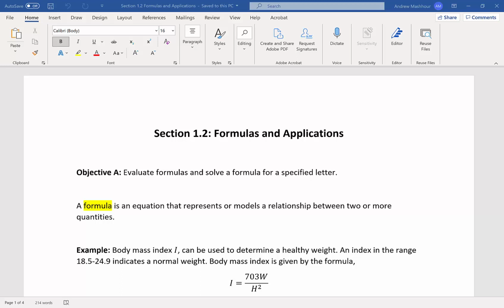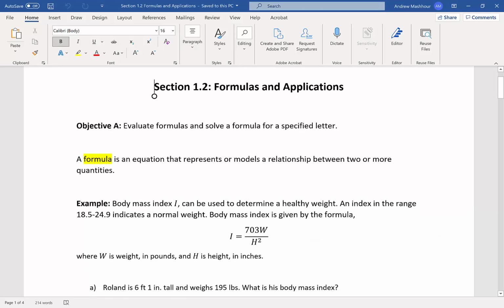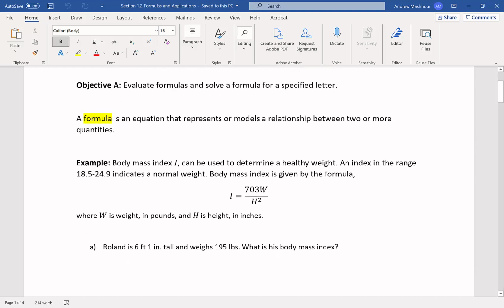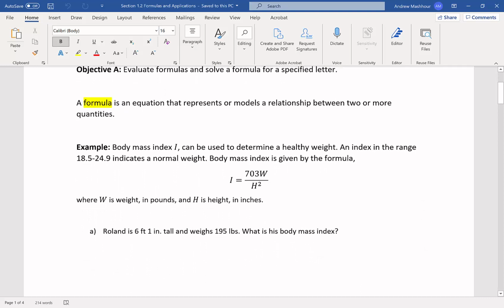Body mass index I can be used to determine a healthy weight. An index in the range of 18.5 to 24.9 indicates a normal weight. Body mass index is given by the formula I is equal to 703 W divided by H squared, where W is the weight in pounds and H is height in inches. So Roland is 6 feet 1 inch tall and weighs 195 pounds. What is his body mass index?